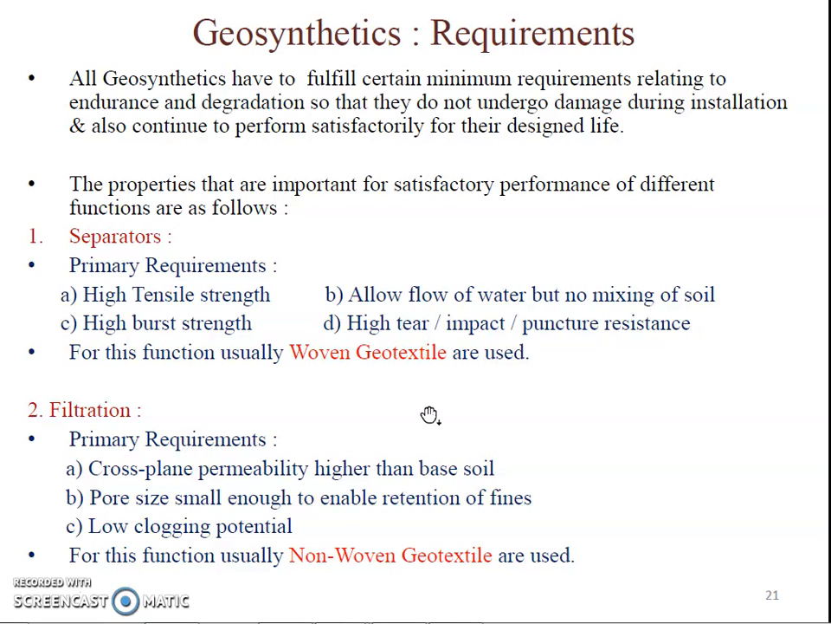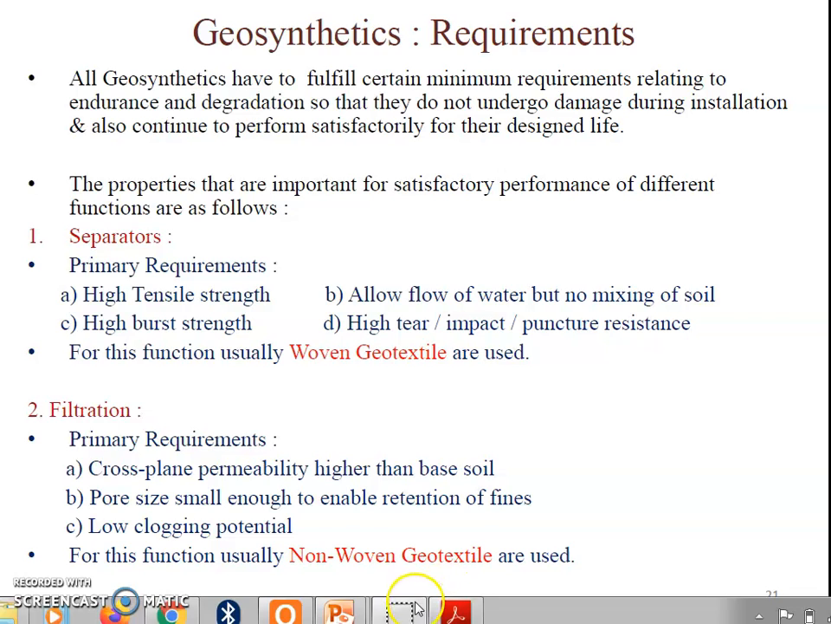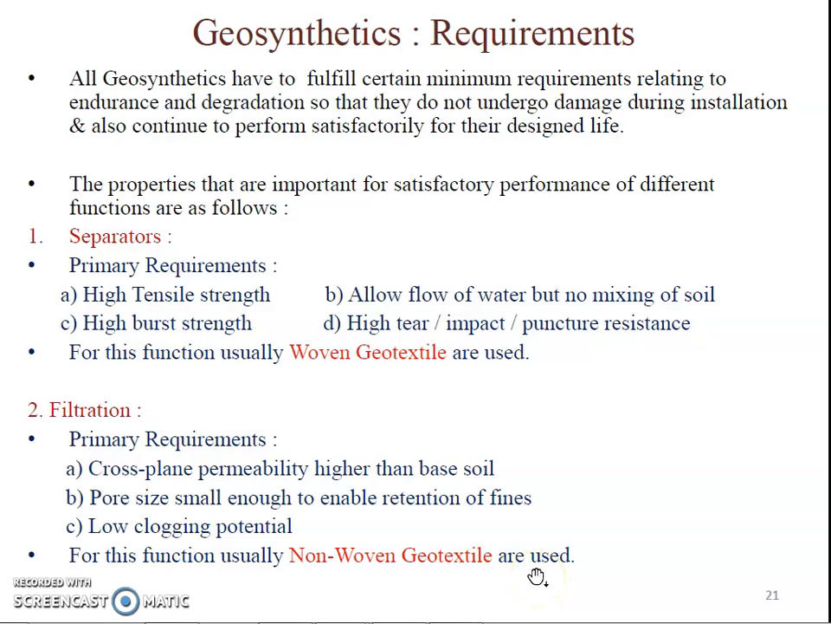The next requirement is low clogging potential. Clogging means that in the long run the clogging potential should be very low. Most of the time the pores of the material get clogged, and because of that the filtration stops. So it should have low clogging potential. For the filtration purpose, non-woven textiles are used.